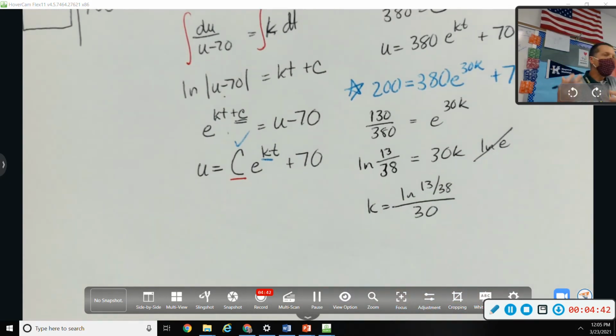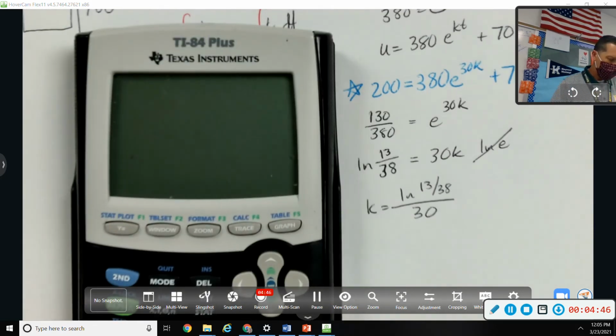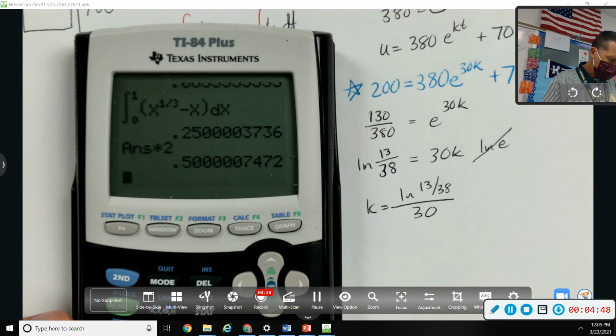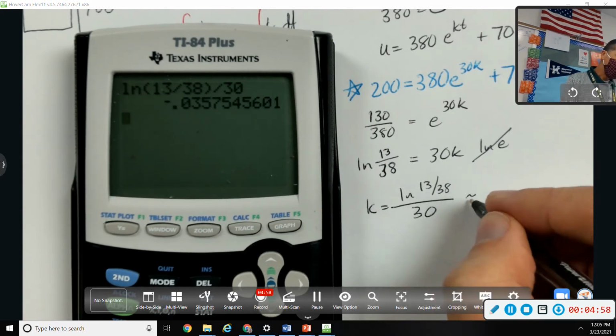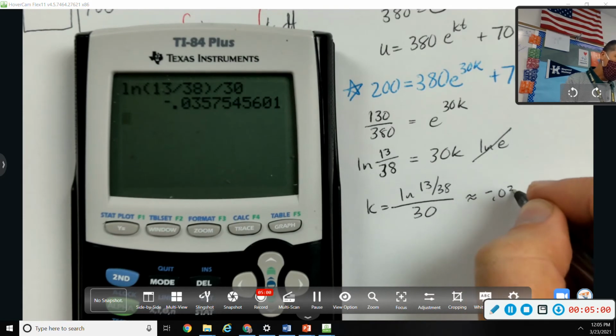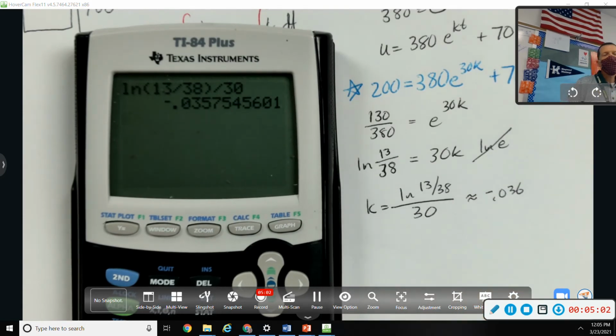So now we know what K is. I don't know the number for it, but I've got it defined. Natural log 13 over 38, all divided by 30. So you can write it down if you want to. I would be careful writing it down because you don't want to use 0.036. You want to use the full thing. So store it as K.